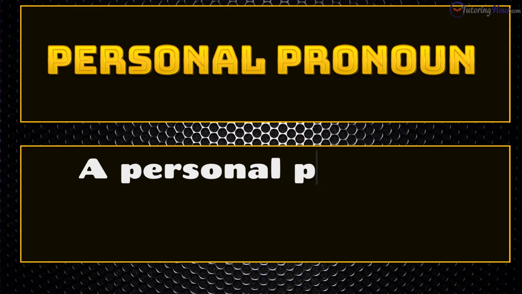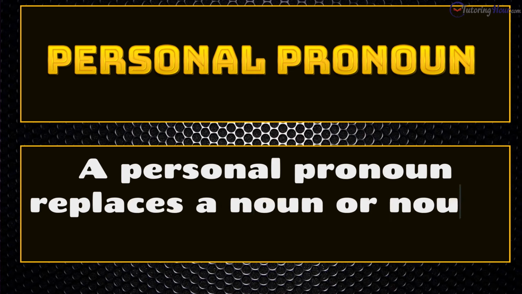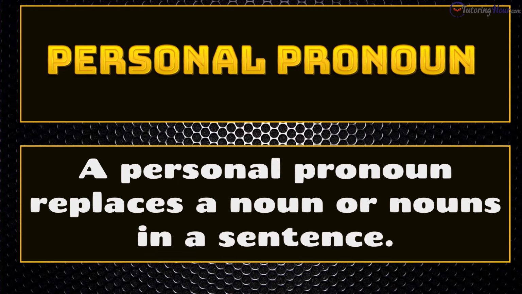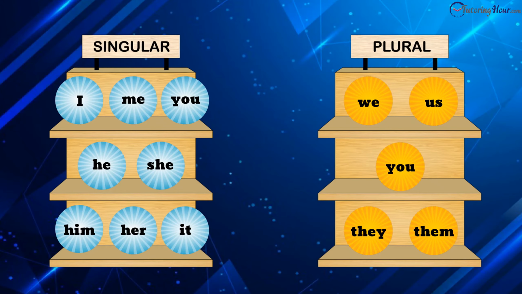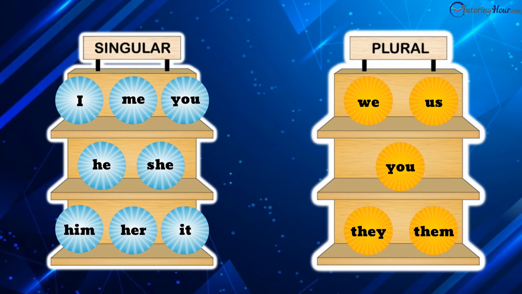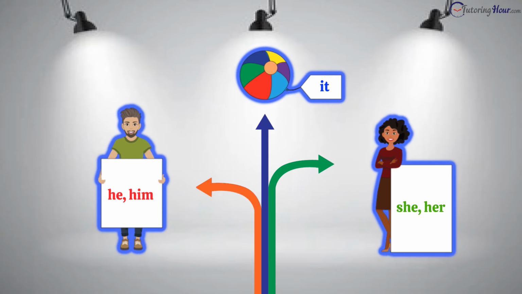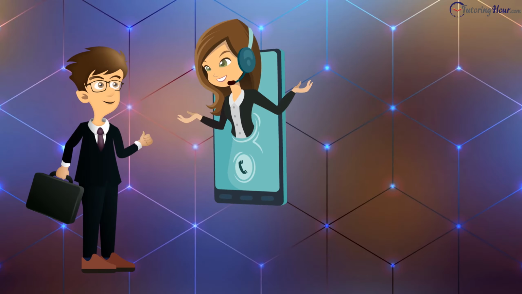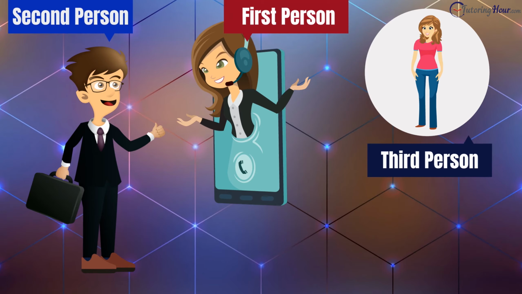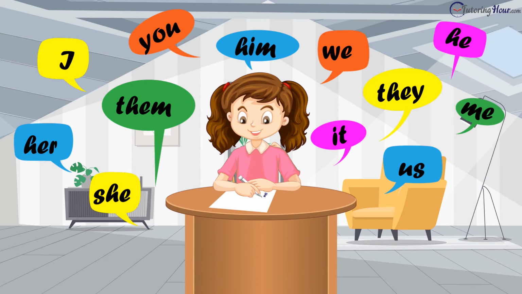A personal pronoun replaces a noun or nouns in a sentence. It gives information about whether the noun is singular or plural. It tells us if the noun is masculine, feminine, or gender neutral. It clarifies who the speaker or writer is and who is spoken to. Pronouns give a natural flow to our writing and make it engaging.